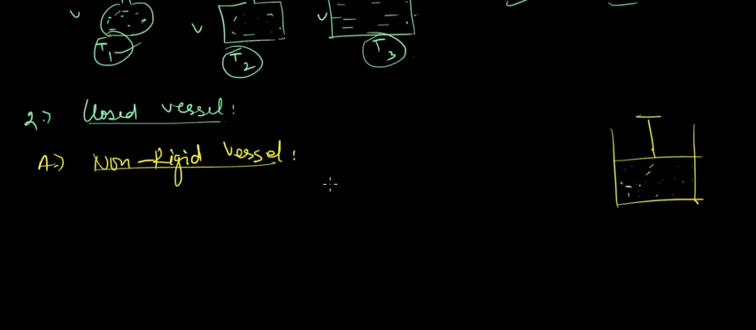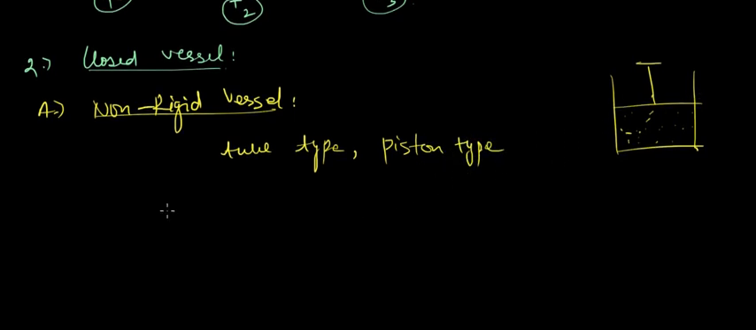So a non-rigid vessel can be a tube type or a piston type. So this is a piston. Okay, next let's discuss what is called a rigid vessel.